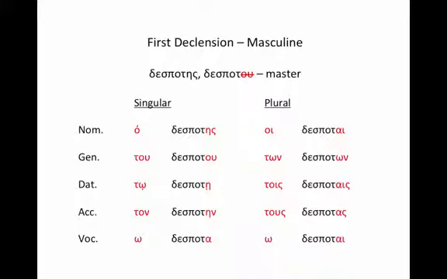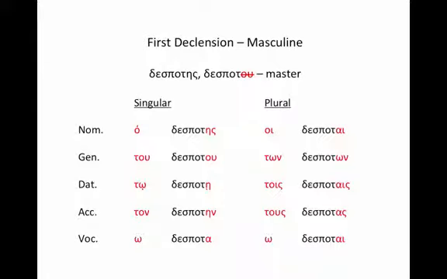So in the nominative we have ho despotes, tou despotou, to despote, ton despoten, and then the vocative o despota, and the plural hoi despotai, ton despoton, tois despotais, tous despotas, and the vocative o despotai.